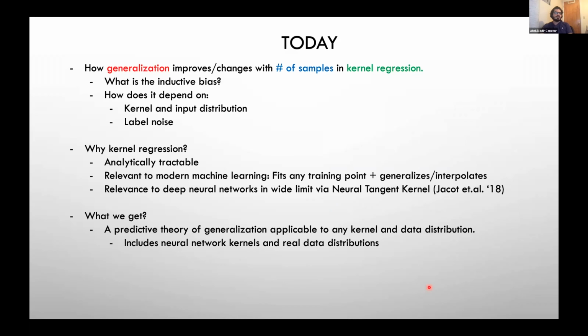Why do we study kernel regression? Because it is analytically tractable. It's also relevant to modern machine learning. What we mean is that it can fit all training data and it can also generalize. There's also relevance to deep neural networks via the celebrated neural tangent kernel, so we might even find applications to neural networks. And eventually what we will get is a predictive theory of generalization, which is applicable to any kernel and data distribution. And this includes, of course, neural tangent kernels.